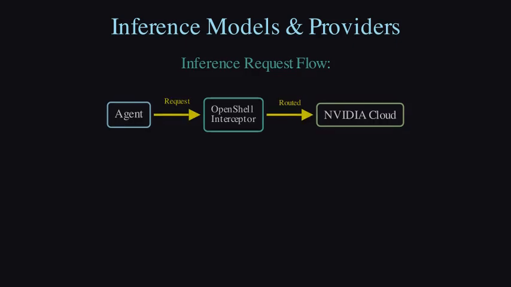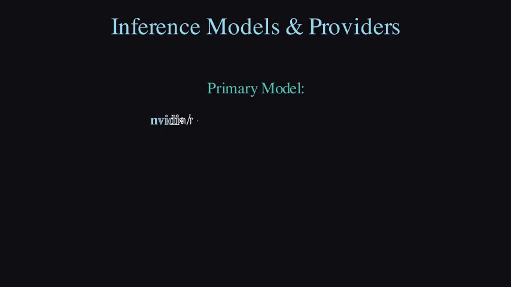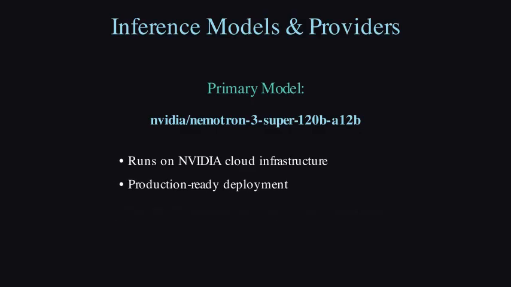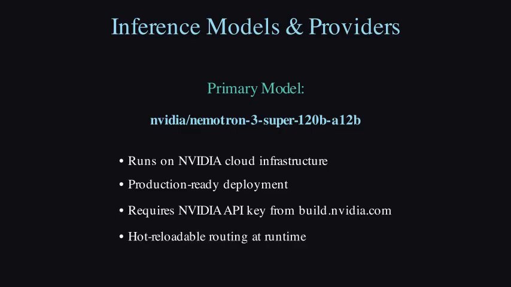The primary model used is Nvidia Nematron 3 Super 120B A12B, which runs on Nvidia cloud infrastructure for production use. This model requires an Nvidia API key, which you can obtain from build.nvidia.com. During the onboard process, the NemoClaw command prompts you to enter this API key for configuration. All inference routing is hot reloadable at runtime, meaning you can change settings without recreating the entire sandbox environment.